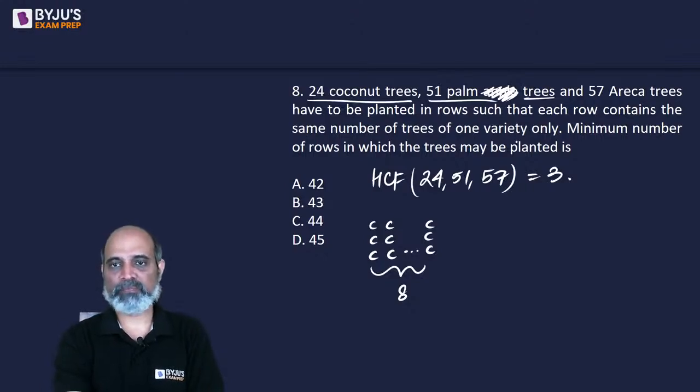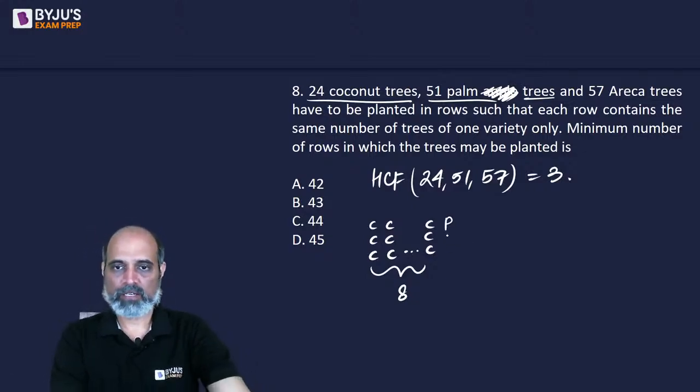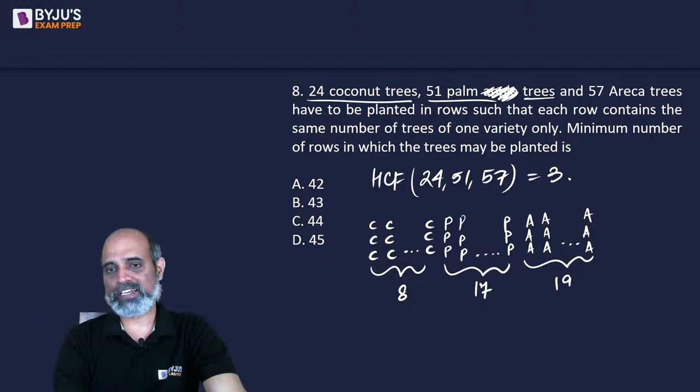Next, if I look at 51 palm trees, it's palm, so P. 51 is 3 into 17. So 3 palm trees, another 3 palm trees, and if this continues, another 3 palm trees. This will give us a total of 17 rows, right? 3 into 17, 51. 57 would mean 3 into 19. Since we have areca trees, I will have 3 areca trees in a row, 3 areca trees in the next row, and eventually 3 areca trees. So this will result in 19 rows.